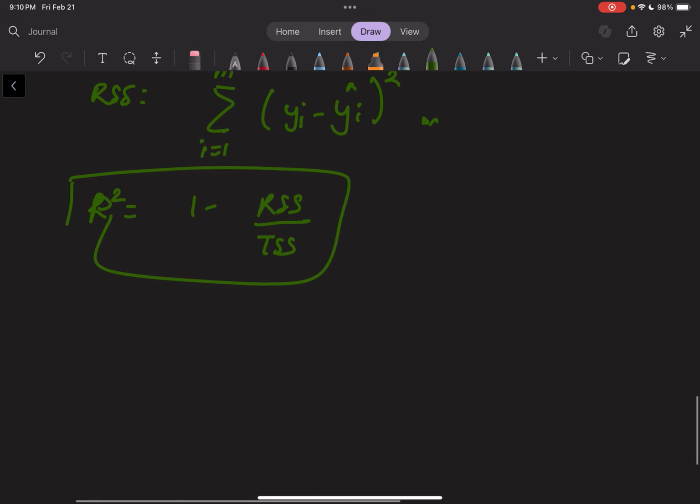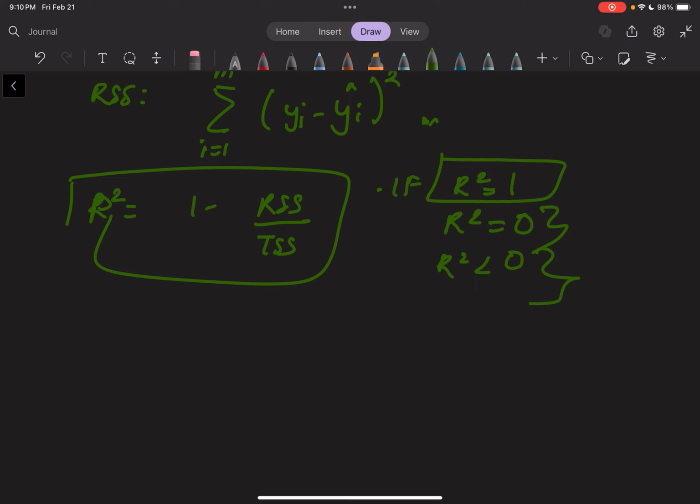So if R square is 1, then it's perfect prediction. If R square is 0, then our model is no better than guessing the mean, right? Pretty useless. And if R square is less than 0, then that's really sad, because that means our model is worse than just guessing the mean. That's where you know your model is really bad, not doing much. But as you get closer to 1, you're getting closer to perfect prediction.